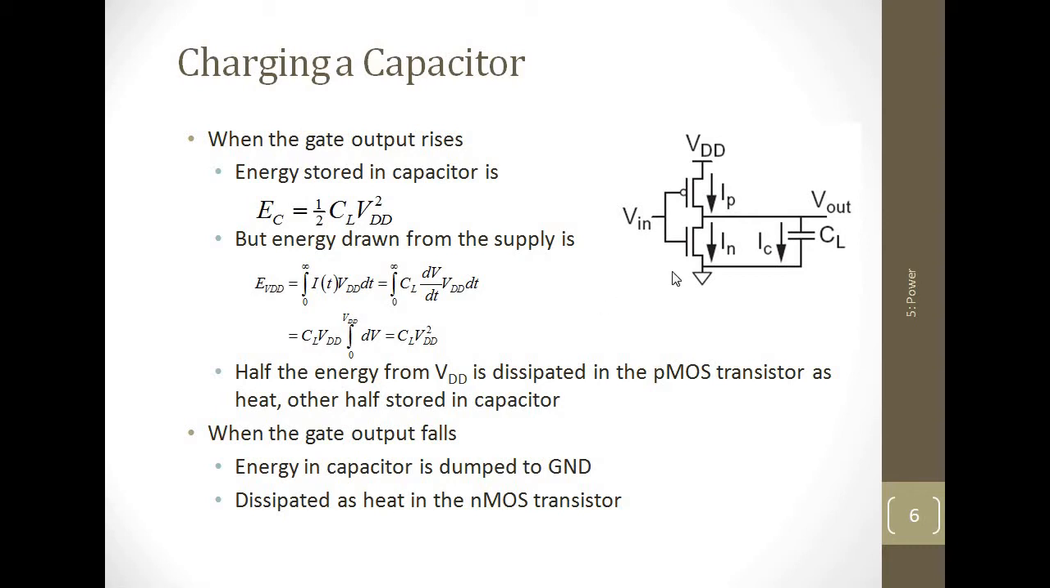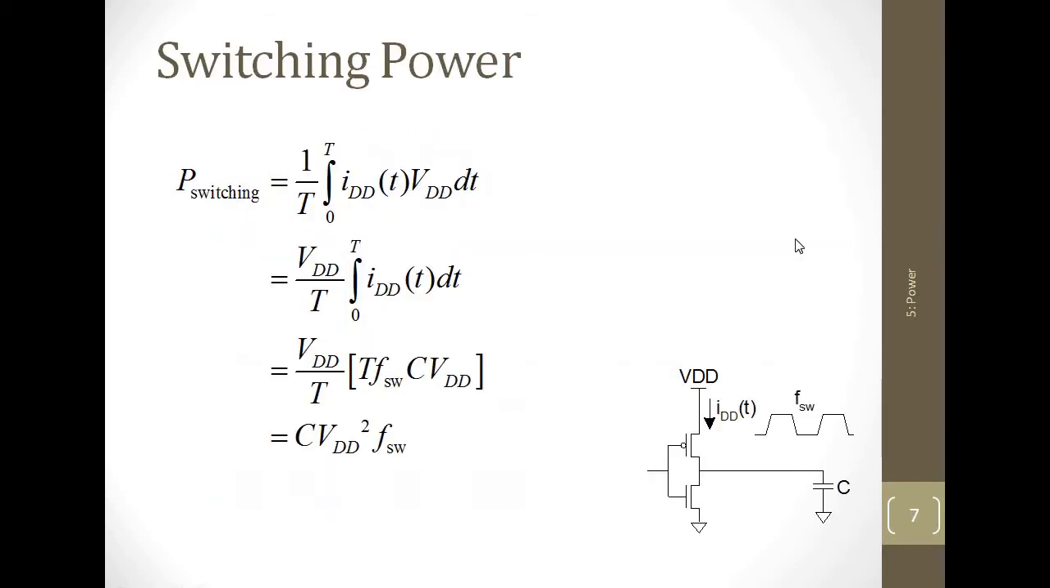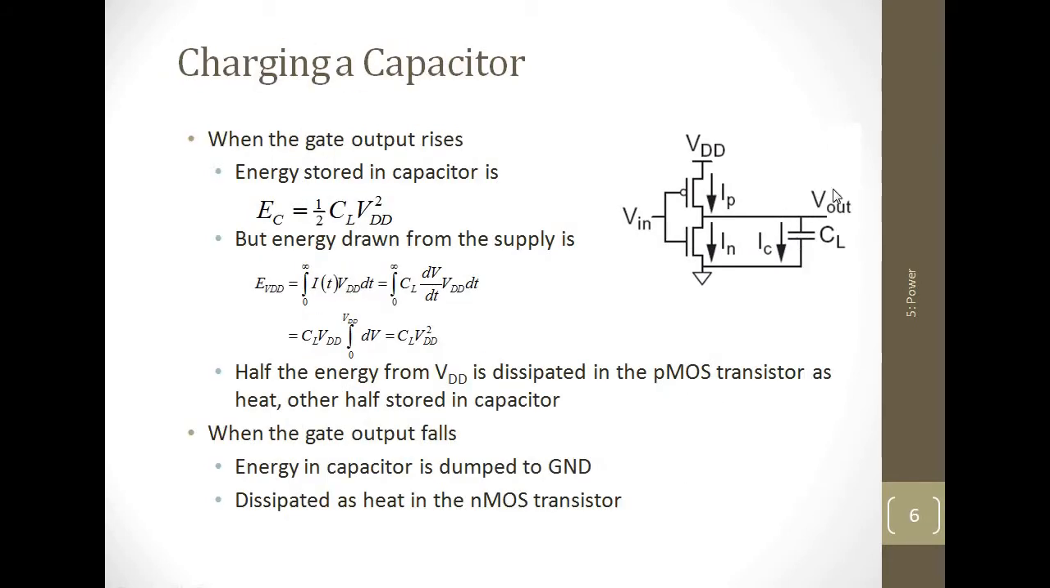What about the charging capacitor? This is the inverter circuit. At the output of the inverter, if I connect a capacitor, whenever the output is 1, my capacitor charges to that voltage. Whenever my output is low, my capacitor should discharge. To see the charging and discharging of this capacitor, I have just connected the output terminal. Now let's see the charging of this capacitor. When the gate output rises, the energy stored in a capacitor is half C VDD square.